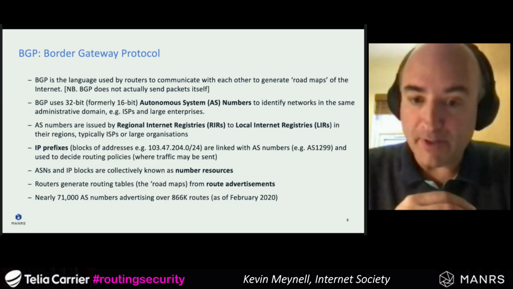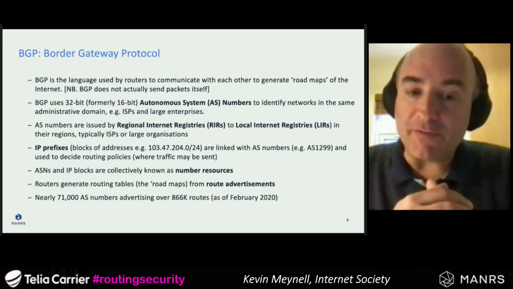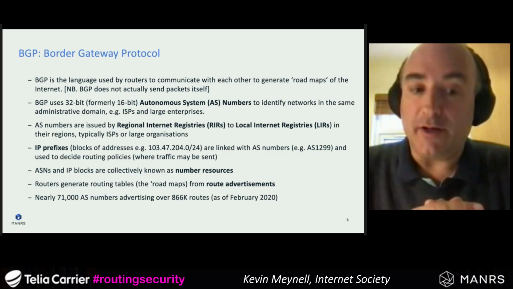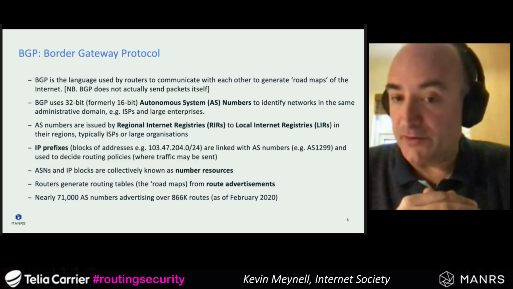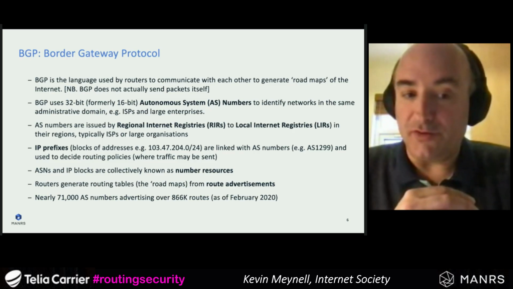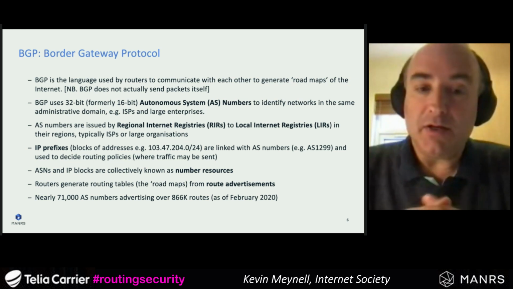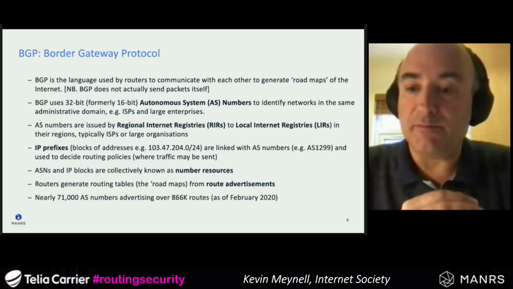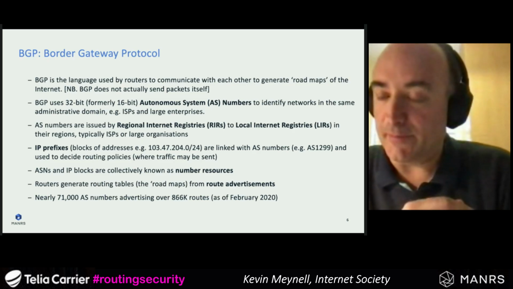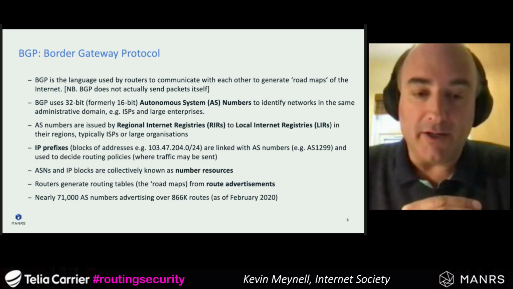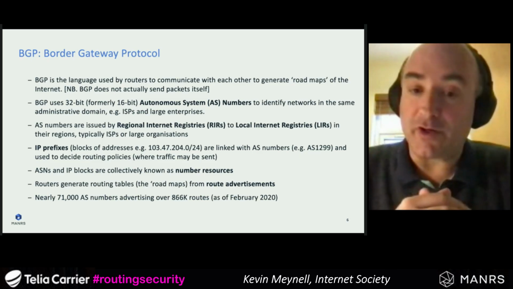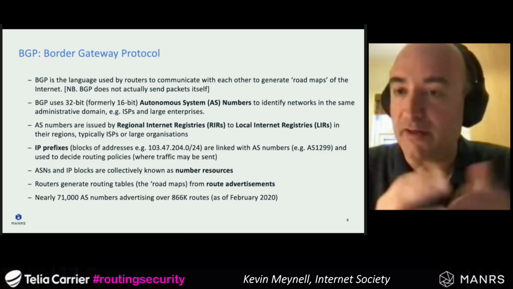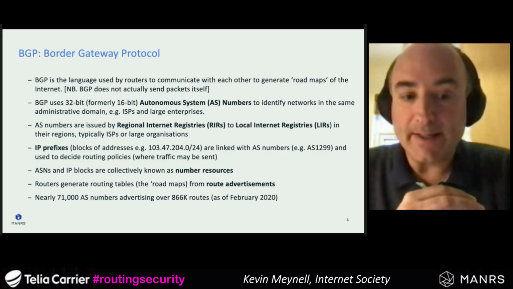that number resource. Then you also have IP prefixes, which are blocks of IP addresses, which I guess most people would be familiar with, and these are linked with AS numbers, which are used to decide routing policies, or in other words, where traffic can be sent. The more observant of you may recognize that this particular IP prefix belongs to Telia, and also the AS number 1299 is a Telia AS. Telia actually has a number of ASs as a large network, but for the purposes of this example, I just used one of their main ASs and one of their prefixes.